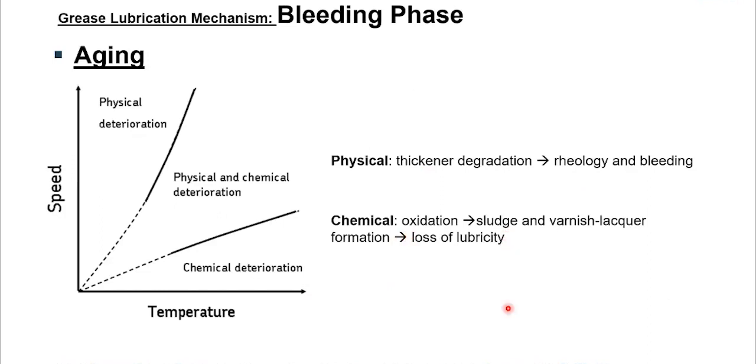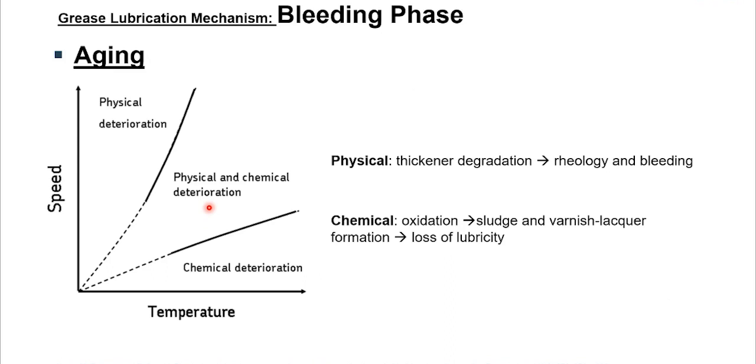There, in the beginning, you form low molecular weight products, and these will form varnish or sludge. That will not contribute back into the lubrication process, such that there will be a loss of lubricity. So if your application is at high temperature, you witness more chemical deterioration. But if your application is at higher speed, you witness more physical deterioration. Something in between, like medium speed and medium temperature, then both aging mechanisms will contribute equally to the deterioration of the grease.